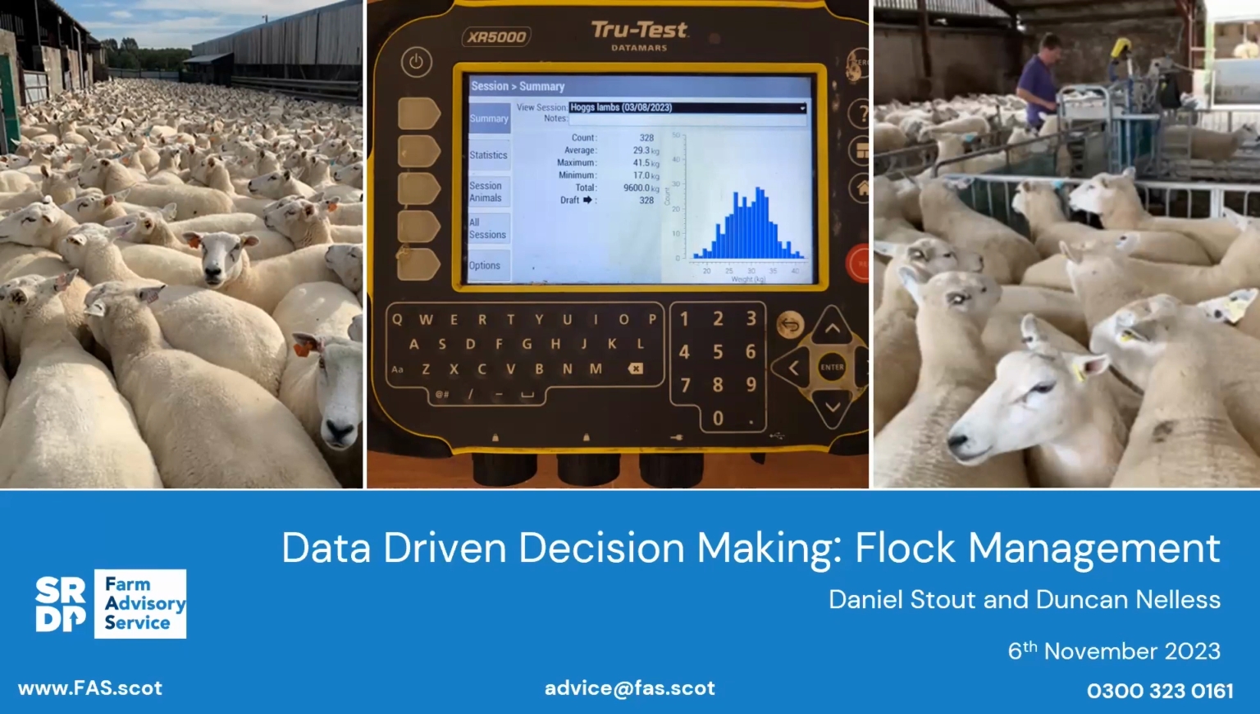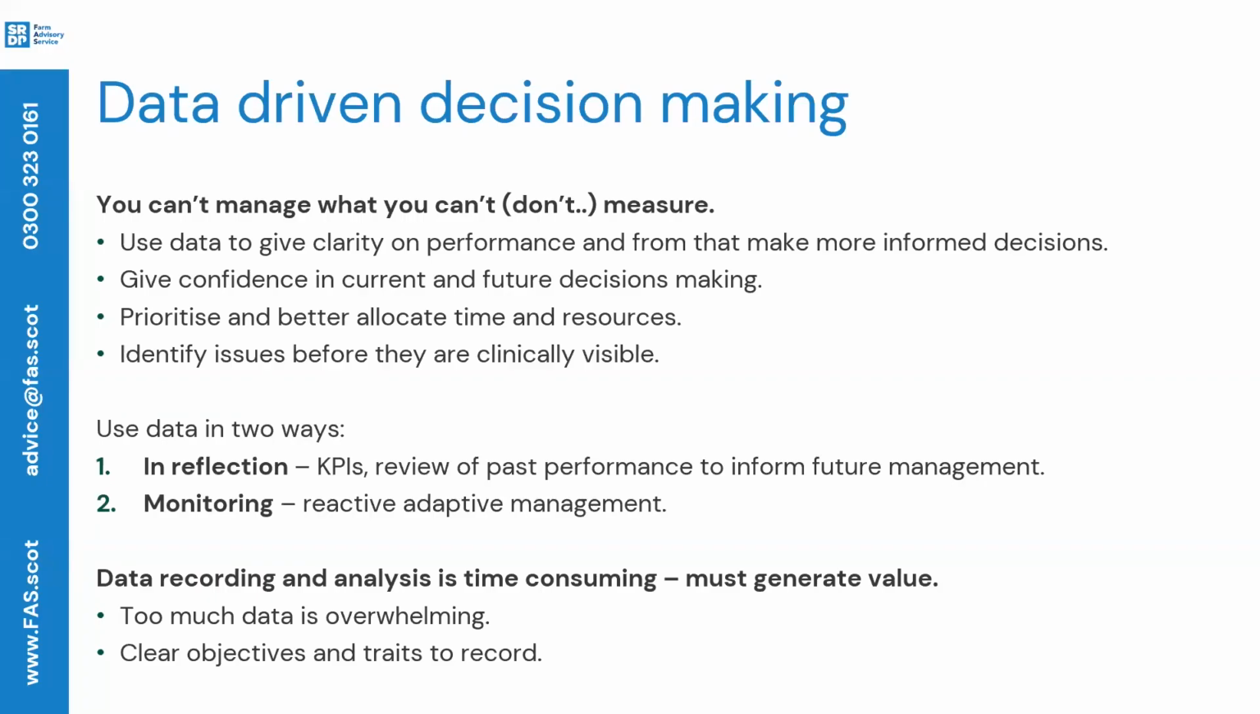So taking a flock level, or a group level within the flock level, kind of data analysis look at how we can improve decision making. Why are you doing that, I suppose? Well, you can't manage what you can't, or in brackets, don't measure, because generally we can measure most things. We're going to use that data to give us clarity on performance, and from that make more informed decisions. But it's also not just about pulling apart and trying to find problems, which you'll see in the KPIs, also giving us confidence in our current and future decision making.